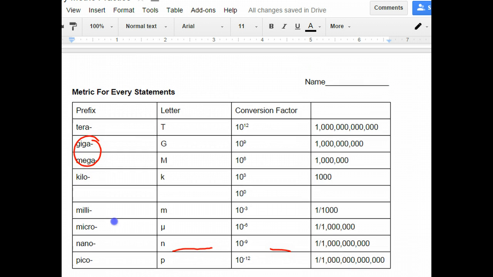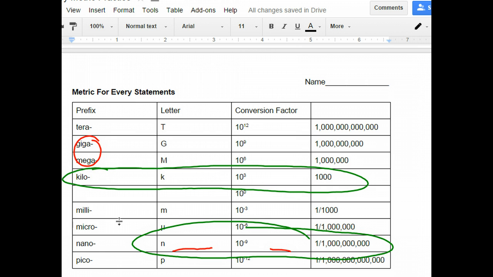nano is right over here. Let me just draw it right here. That's 10 to the negative 9th. And kilo is over here. And the difference between those is 10 to the negative 9th and 10 to the 3rd. So that amounts to 12 zeros difference. In other words, it takes 1 times 10 to the 12th of these to give you 1 of the kilo.